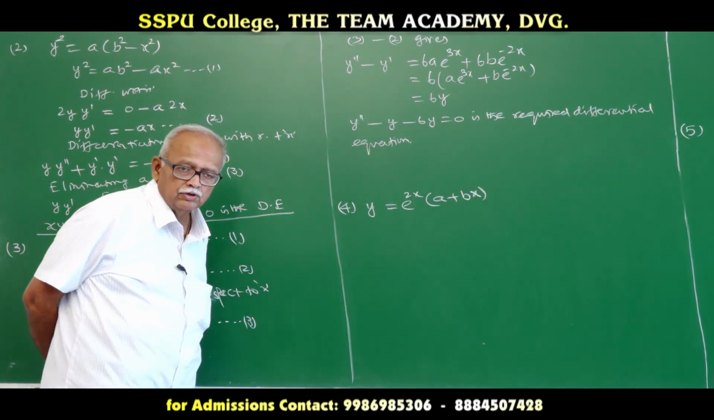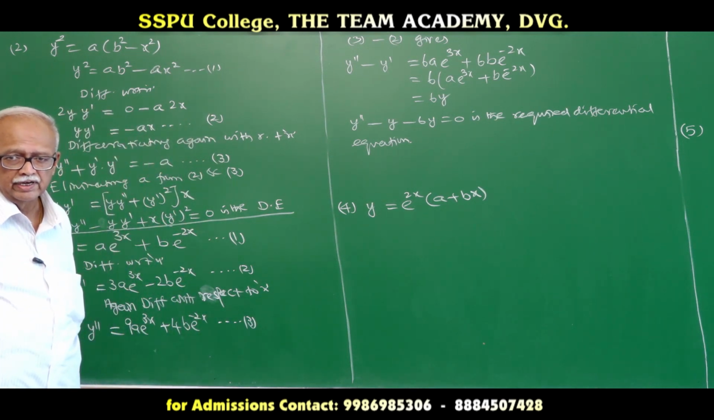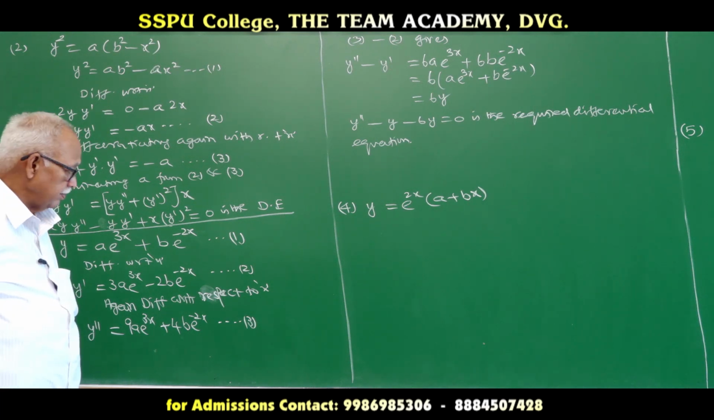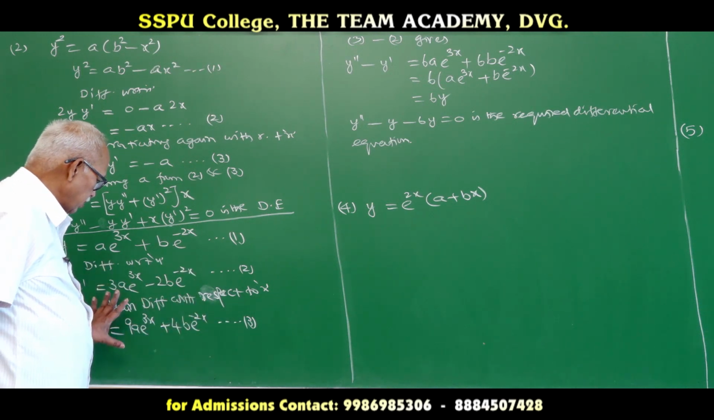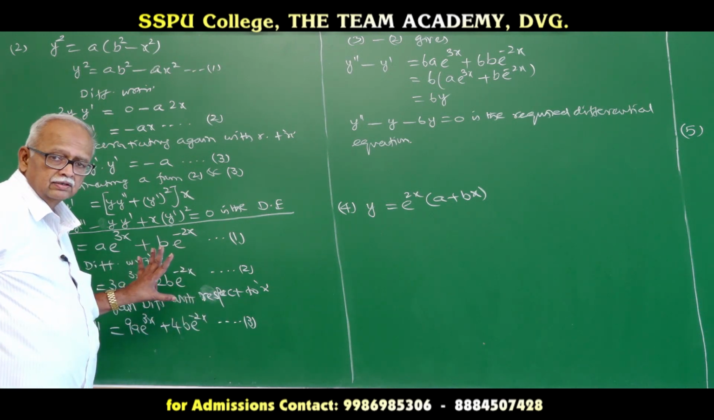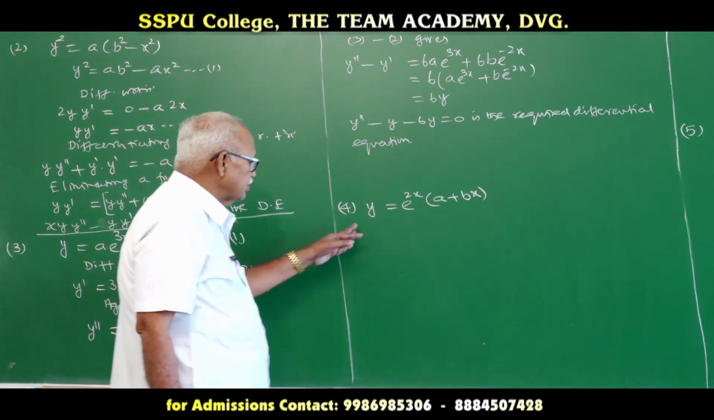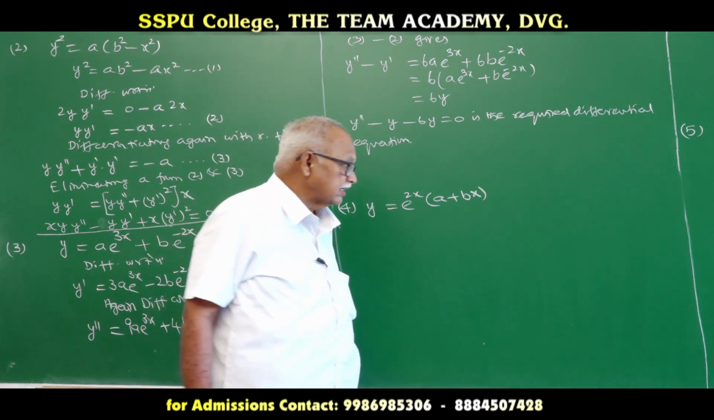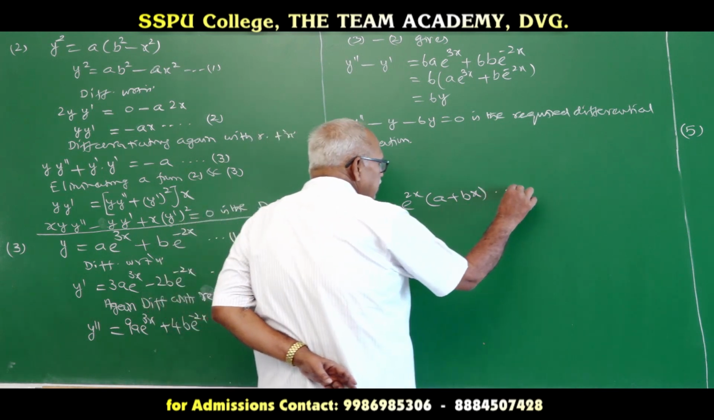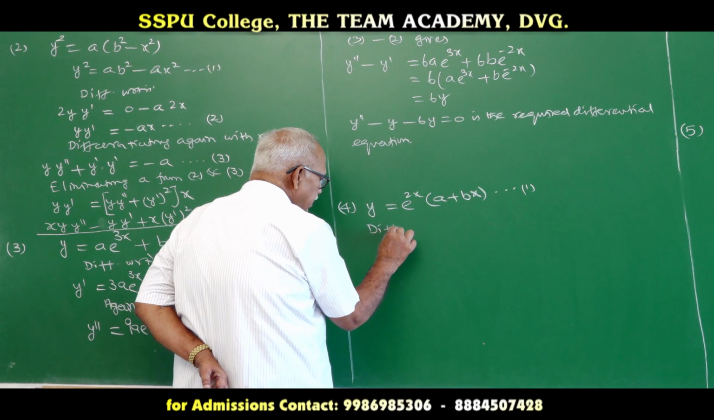So we have to do like this, elimination of a and b. The same technique is not there for each problem of a and b. How to eliminate? We will get three equations. In the three equations we have to use our idea to eliminate a and b. Now next question is y is equal to e power 2x into a plus bx. Now let us keep this as 1. So differentiate with respect to x.